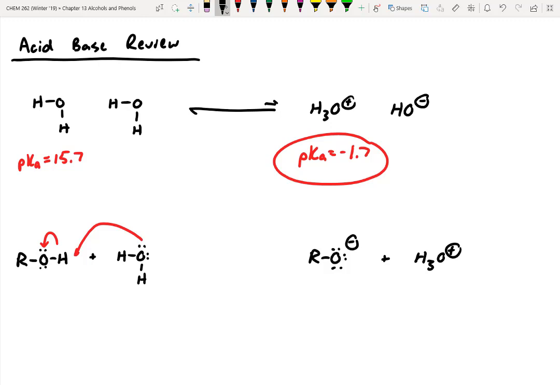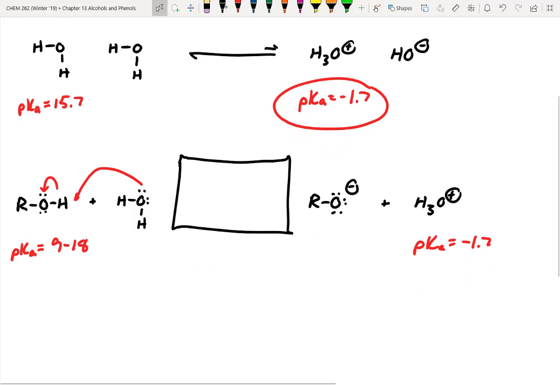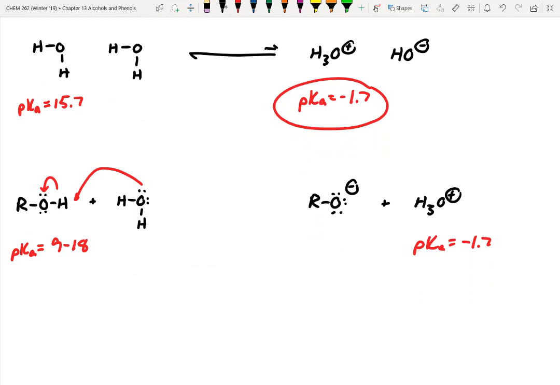All right, just like before though, I'm going to leave this box empty and then we'll try to predict the equilibrium. And we know that the pKa of most alcohols is going to be in the range of about 9 to 18. Over here, the pKa of our corresponding conjugate acid is still negative 1.7. Nothing's changed. So which side of the equilibrium will be favored? The left-hand side, absolutely. So in fact, this looks a heck of a lot like the equilibrium reaction with water.